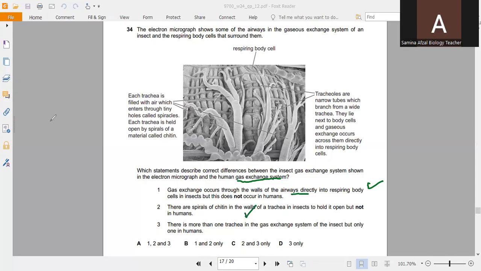There is more than one trachea in the gas exchange system of the insect, but only one in humans. Again, we have only one trachea. The trachea is further divided into bronchus and bronchioles, and then to the diffusion surface, that is the alveolus, where the exchange of gases takes place. So these three statements are correct, we are different. Our gaseous exchange system is different from an insect's. So according to this, A is the correct option.